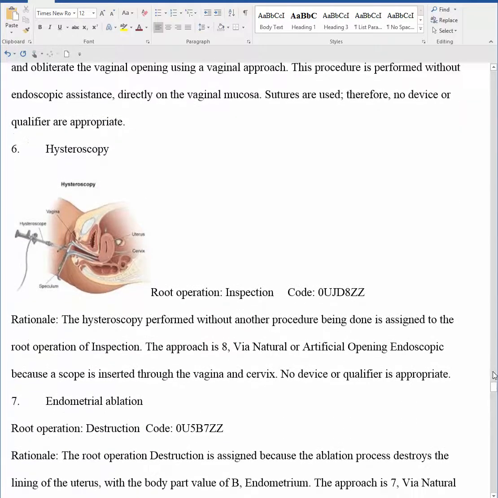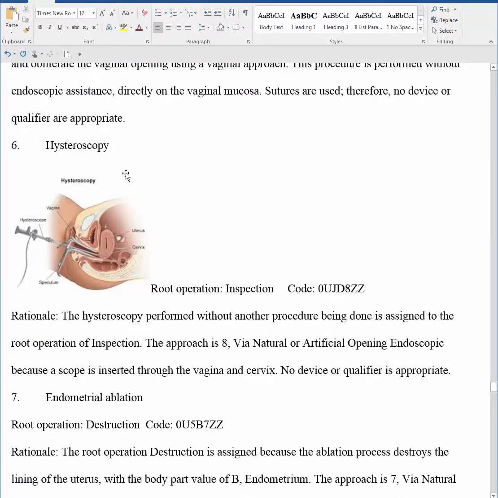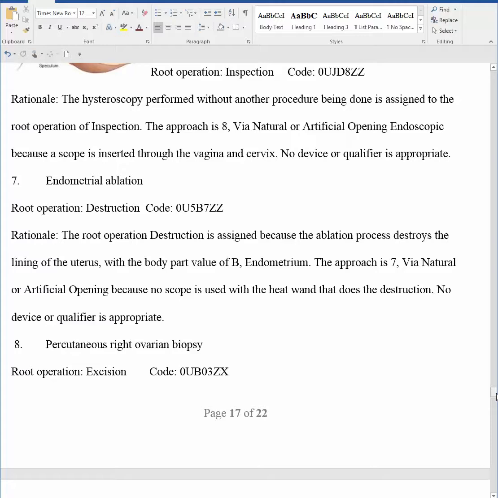Number 6, patients having a hysteroscopy. They're just looking in her uterus. There's no documentation of any cutting, no removal of any structures. The root operation is inspection. It's done with an endoscope, which is a natural opening for the most part. We assume it's going through a natural opening. And the code is 0UJD8ZZ.